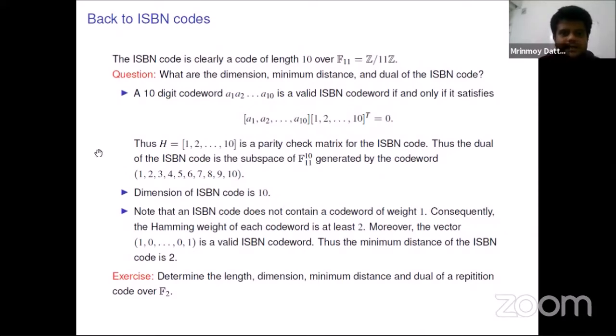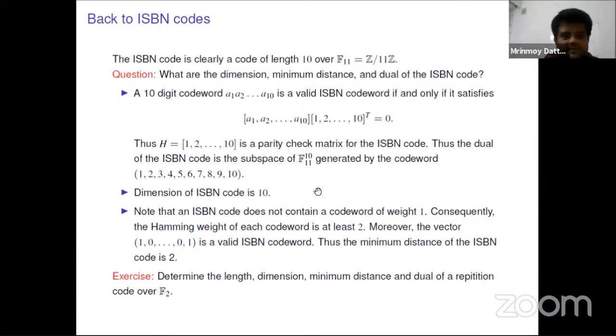So you see that a 10-digit code word A1, A2, ..., A10 is a valid ISBN code if and only if it satisfies the following conditions. A1, A2, ..., A10, a row vector, times the column vector 1 to 10 must be equal to 0. So this matrix H, which is given by 1 to n, is a parity check matrix for the ISBN code. So the dual of the ISBN code is a subspace of F11 to the power 10, which is generated by this row vector 1, 2, 3, 4, up till n.